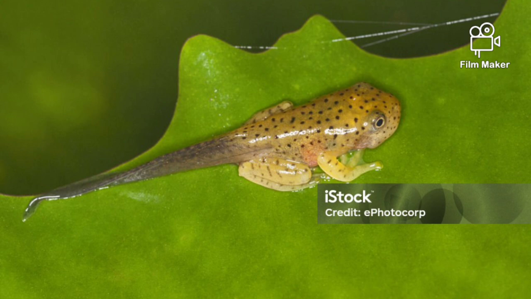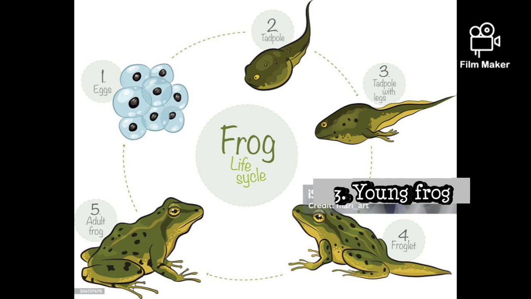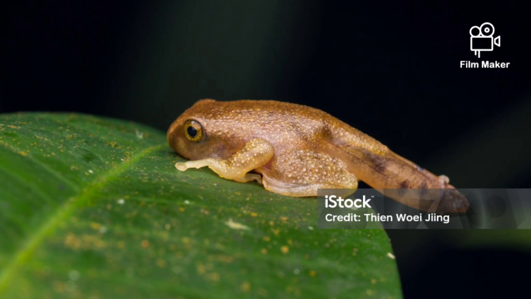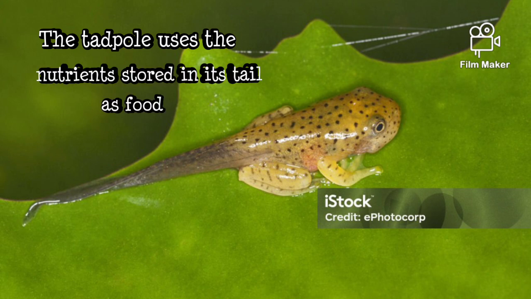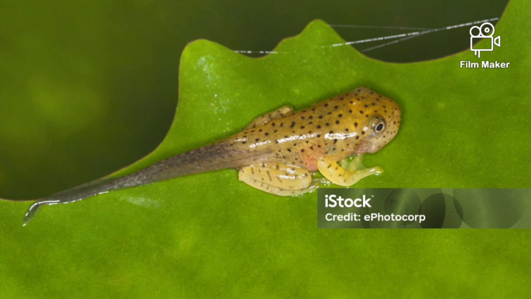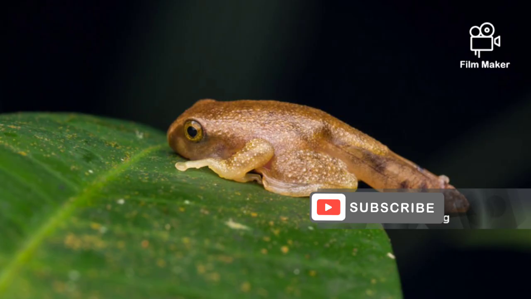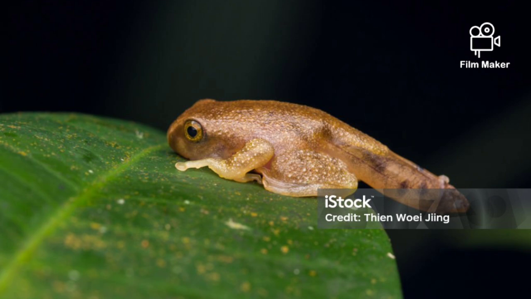Although the tadpole is starting to look a little more like a frog, it still has a very long tail. Stage 3, young frog. The tadpole grows two front legs and its long tail becomes shorter and shorter, and it is also called a froglet. The tadpole uses the nutrients stored in its tail as food, so until its tail is completely gone, it does not need anything to eat. Then just a little stub of its tail is left, and the tadpole is a young frog.